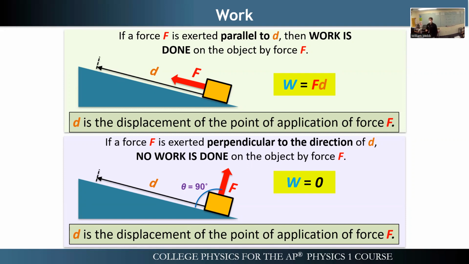So if a force is exerted parallel to the displacement, then work is done. And even though this block in the top picture is going up a ramp, if the force is directed up the ramp and the box is moving up the ramp, we don't even need the cosine theta part because they are exactly parallel. Just because the ramp is not parallel to the ground doesn't mean that we need to use cosine of that angle, because the force and the displacement are parallel. So we don't need the angle in that kind of situation.